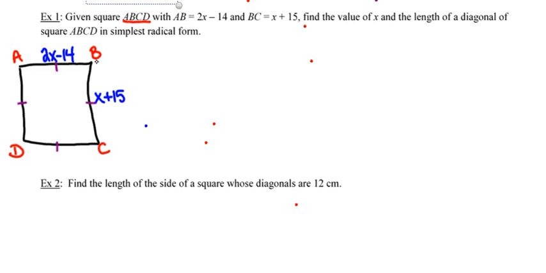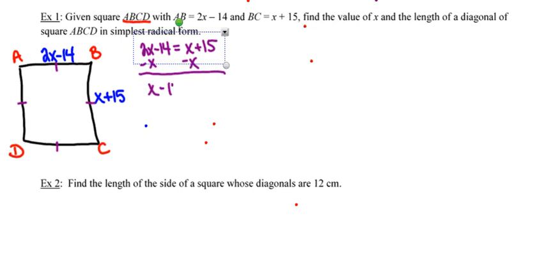So in other words, the length of side AB, 2x subtract 14, is equal to the length of side BC, x plus 15. So now I'm going to employ my algebraic magic here and solve this equation. And I find that the value of x is 29. So the first task that we were given here in this problem is done. The next task is going to be even more fun. We want to now go find the length of a diagonal.